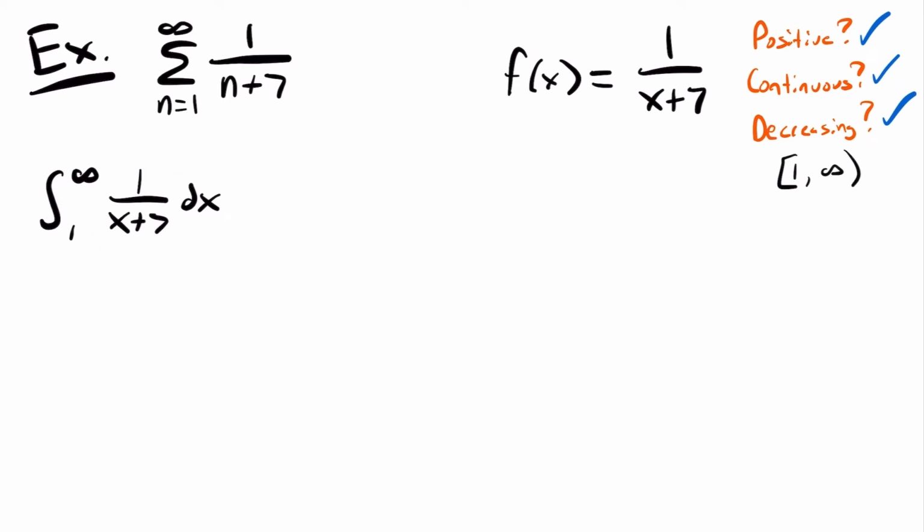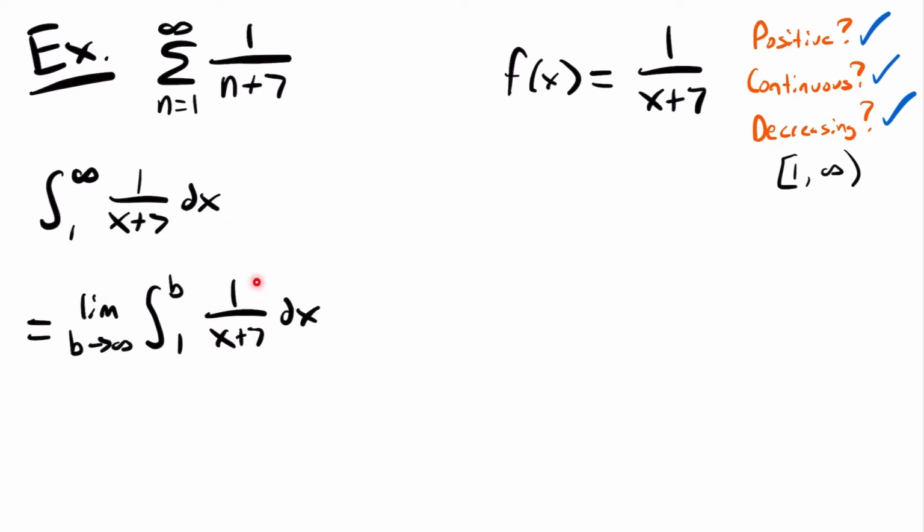And so the first step is to introduce a limit. Because this is an improper integral, we have an infinite bound. We need to introduce a limit in order to solve it. And so this will be equal to the limit as b approaches infinity, and then we're going to replace infinity with b, and then we'll have 1 divided by x plus 7 times dx. Okay, and so now we can work on integrating this function.